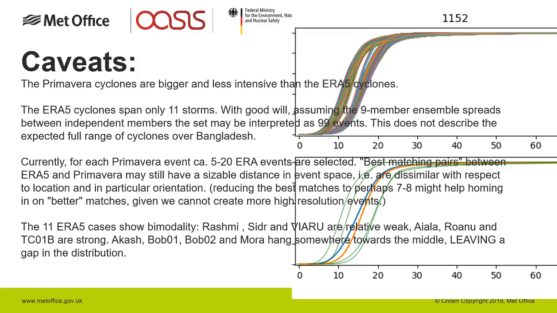The 11 ERA5 cases show bimodality. The storms Rajmi, Sidra, and Viaru are relatively weak. Ayala, Ruano, and TCO1b are strong. Akash, Bob 1 and 2, and Mora hang somewhere towards the middle, leaving a gap in the distribution.